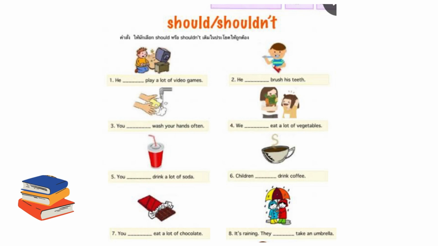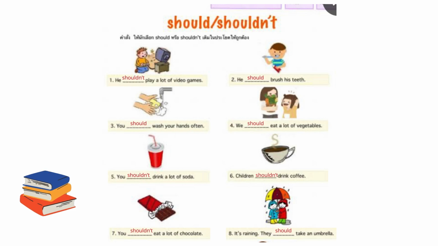Pause the video to complete the sentences and then check your answers. These are the answers. Now let's practice a little bit of pronunciation. Repeat after me. Number 1. He shouldn't play a lot of video games. One more time. Number 1. He shouldn't play a lot of video games. Number 2. He should brush his teeth. One more time. He should brush his teeth.